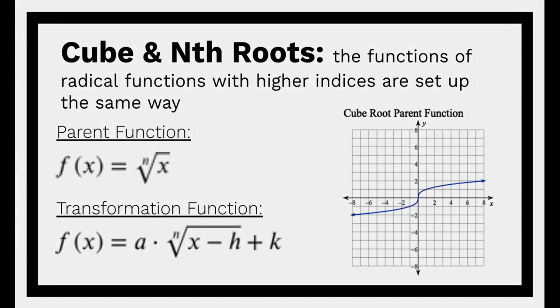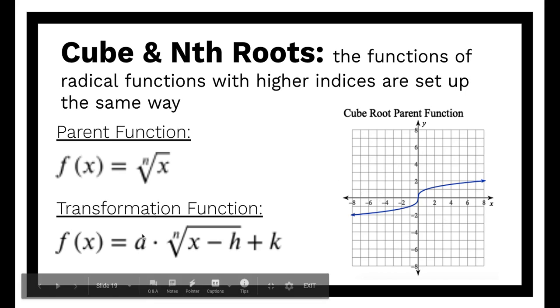Next, we're going to talk about cube and nth roots. Radical functions with higher indices are set up the same way. The difference between these and the one before is that little number in front of that radical, written as the symbol of an n. You can write any number that you would like there. If we were to put a 3 where that n value is, this is the graph that we would get. That a value is still outside, the h value is still inside the radical, and that k outside is being added or subtracted.